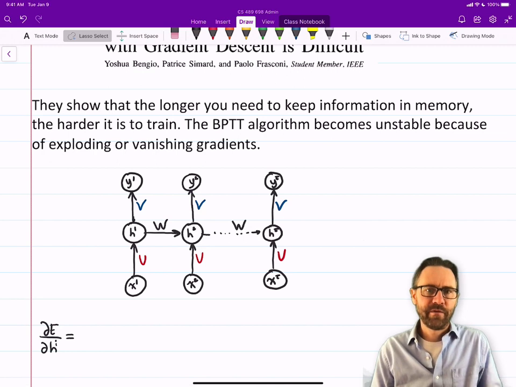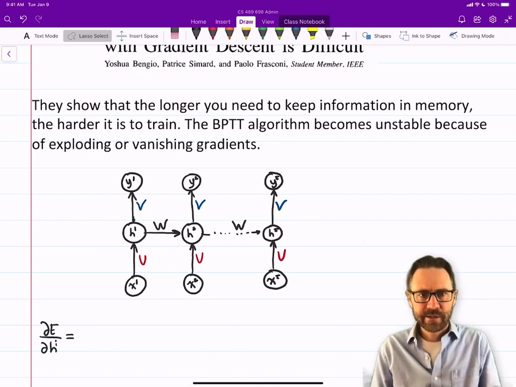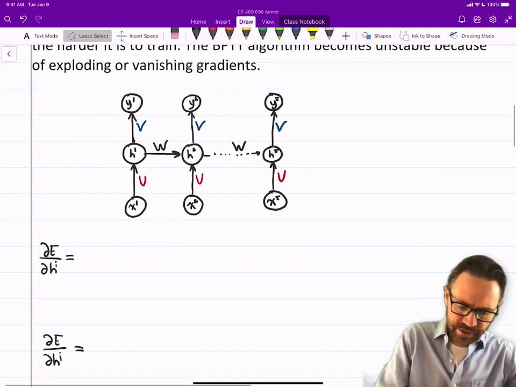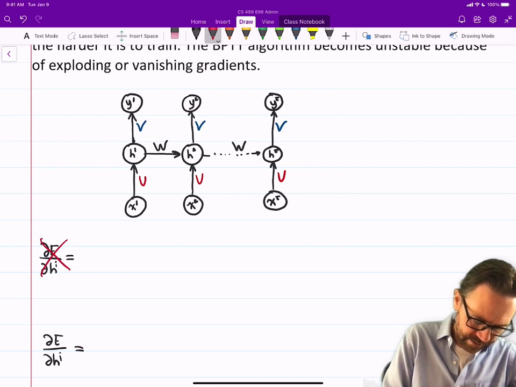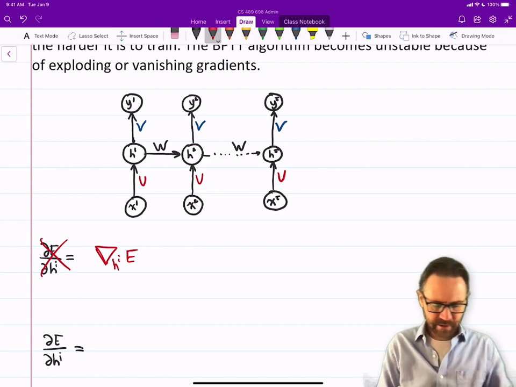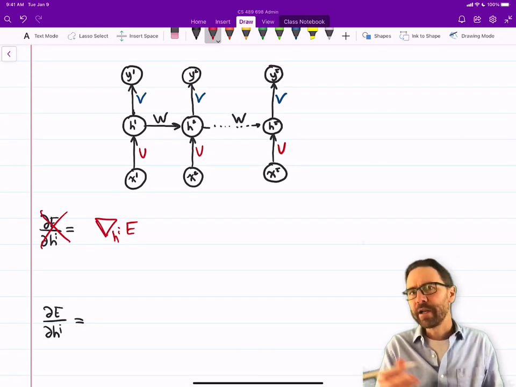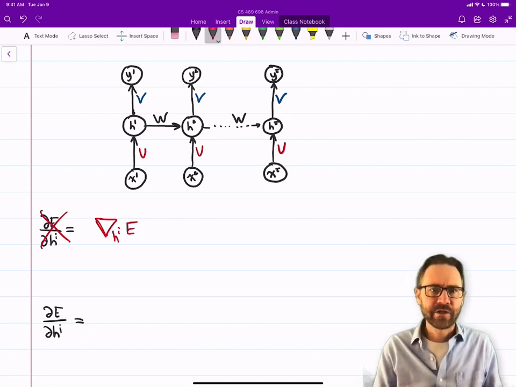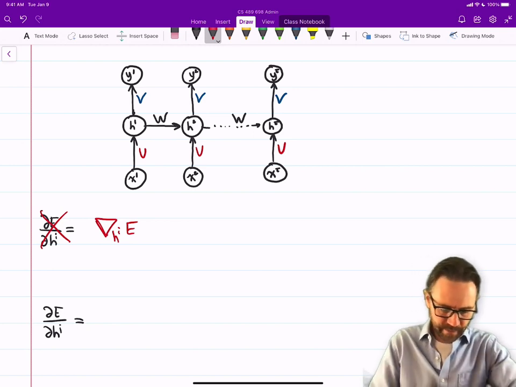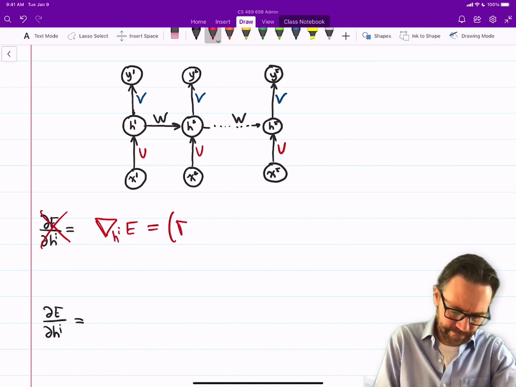So let's take a bit of a closer look at that. So here's an unrolled neural network. Now let's look at computing I would actually now write this like this. If we were to compute that, we could write the gradient of E with respect to H_i in terms of the gradient of E with respect to H_{i+1}. And in fact, I'll just go ahead and write the formula down.